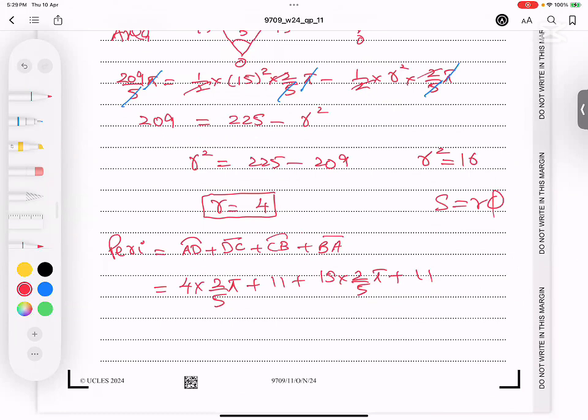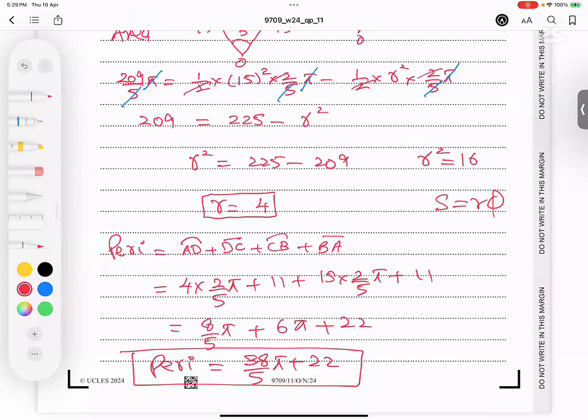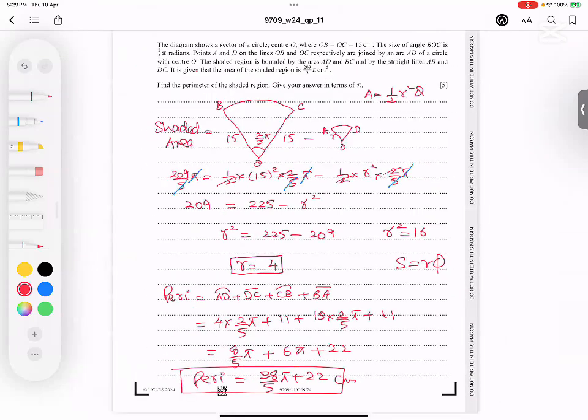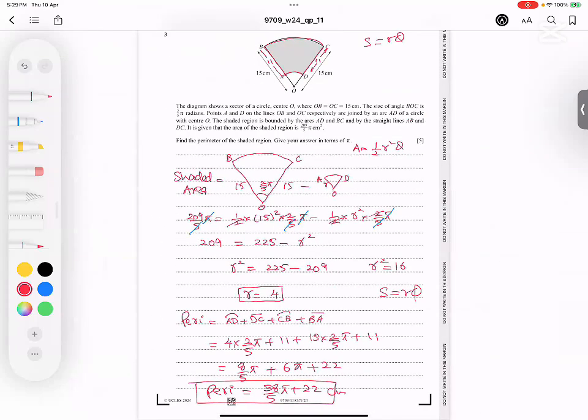So if I just, this becomes 8 over 5 pi plus 6 pi and plus 22. I hope this part is very clear. And 6 5s are 30 plus 8, 38. So 38 over 5 pi plus 22 is the exact answer he was asking us, in centimeters. So I believe the point is very clear and the question is over.